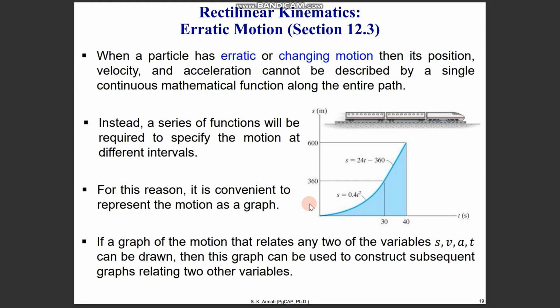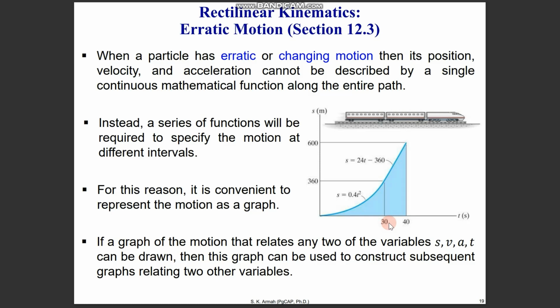This is an example over here. The body moves from 0 to 30 seconds in one path, and then in a different path. You can start by writing the limits for distance and time: 0 less than t less than 30 seconds. The equation of that part is x equals 0.4 t squared.